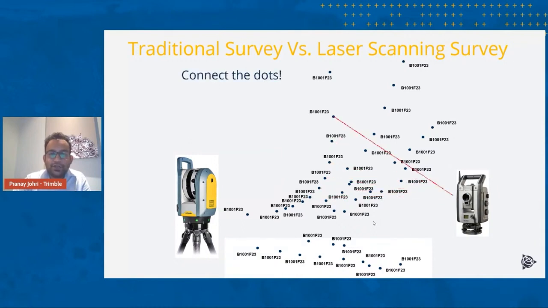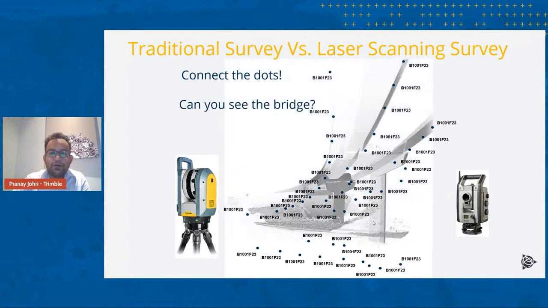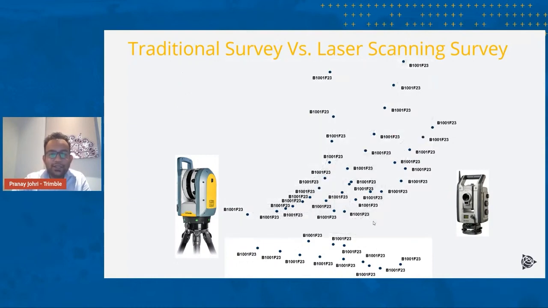When we talk of traditional surveying, it is still measuring 1 point at a time. Even after all this measurement, at times it is difficult to identify what these dots are. But if I connect all these dots together, then I'll be able to actually see that this object is a bridge.